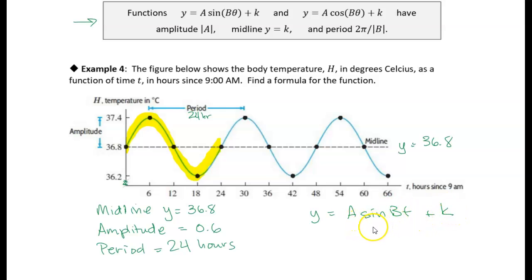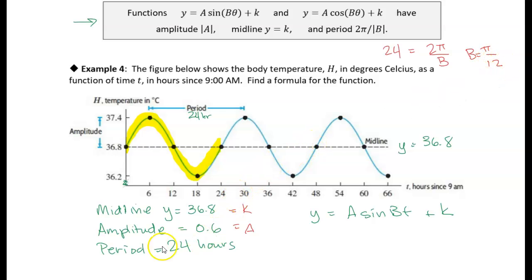So a and k are easy. This amplitude is our a value, and this is our k value. And now we just have to figure out what the b value is. I could come back up here and say the period is 2 pi over b. So I know that the 24 is our period, and that's equal to 2 pi over b. So it looks like b is equal to pi over 12.